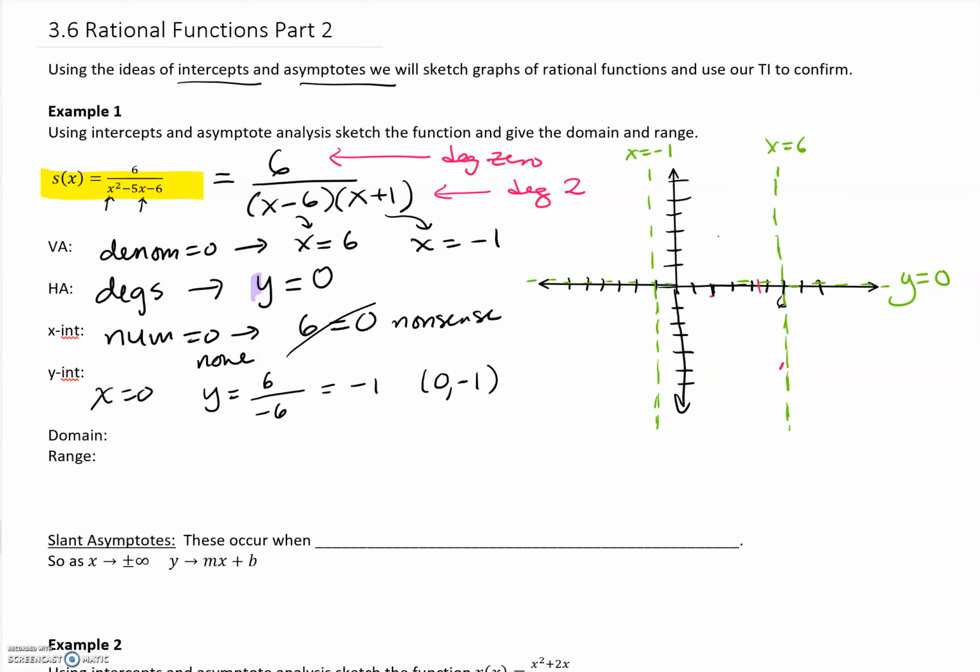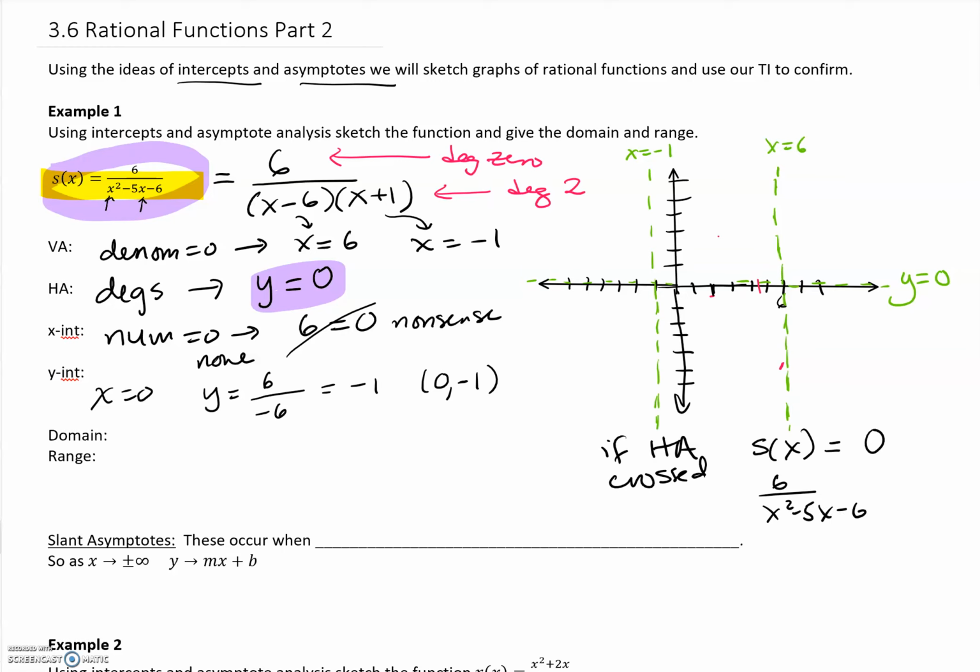So here is my horizontal asymptote, and here is my function. If they are supposed to intersect and cross each other, they must be equal. S of x will be equal to 0 if the HA is crossed. Always, your function will be equal to the horizontal asymptote if they are supposed to intersect and cross each other. But if I take my function and I set it equal to my horizontal asymptote of 0, and then I multiply both sides by this guy, these cancel and I have 6 equals 0, which doesn't make sense.